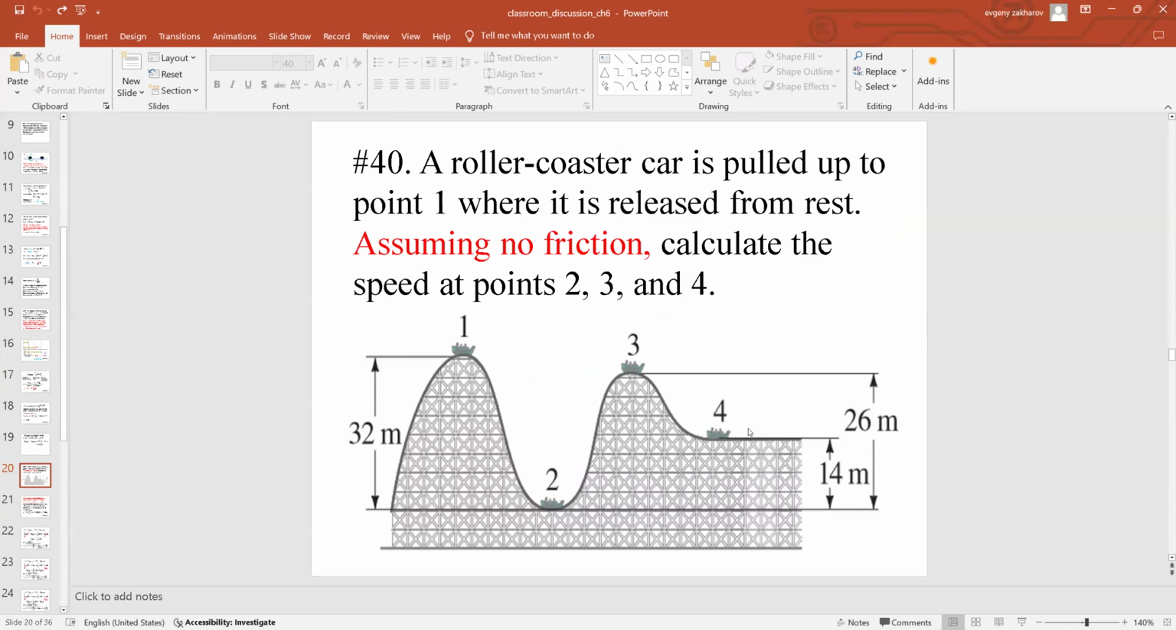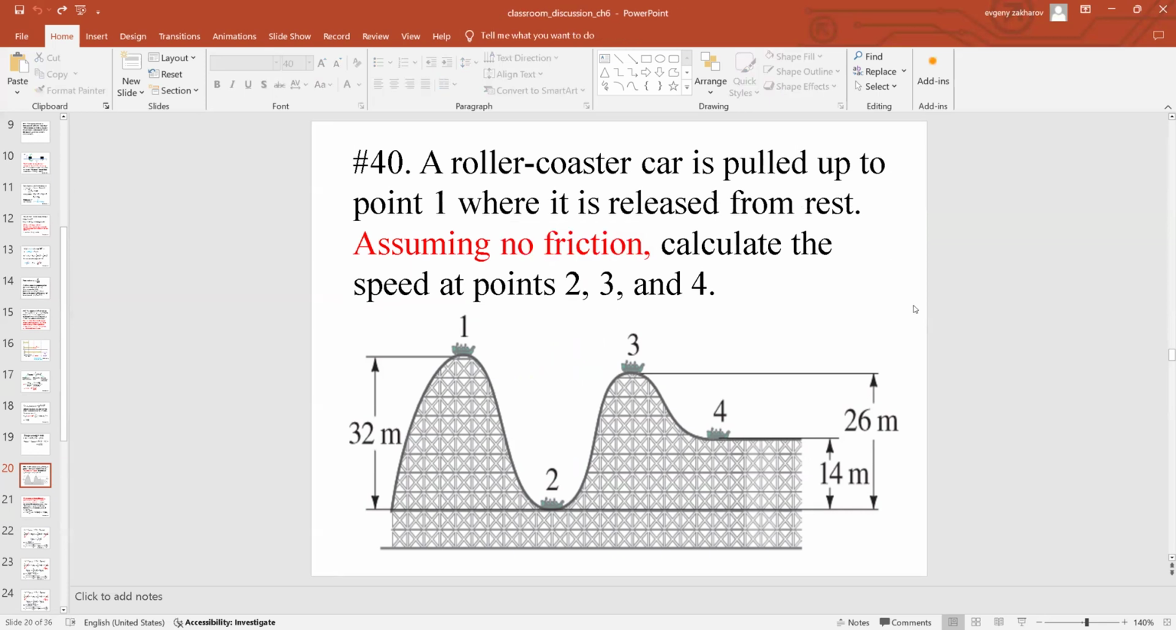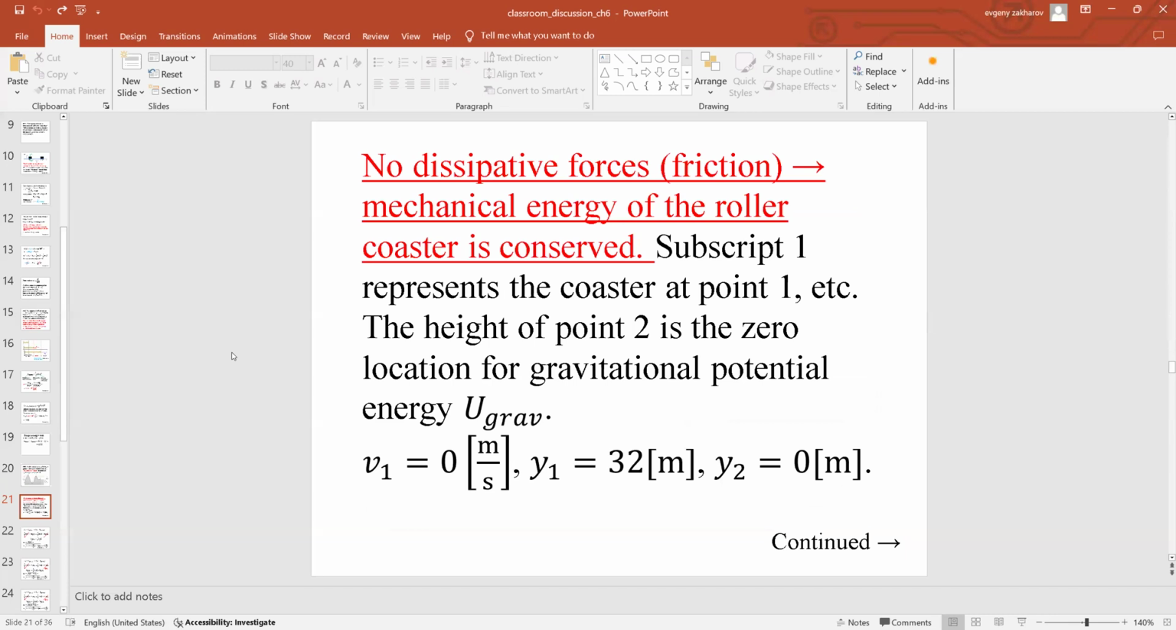Okay, here we have the roller coaster, and this time there is no friction. For no friction case, you say k plus u equals k plus u, and that's pretty much it. You don't need to say change in kinetic energy work done theorem because there's no friction. You got all the geometry given, all the heights, and you have to figure out the speed. The speed is a part of kinetic energy, so there's going to be a connection between kinetic energy and potential energy, and the sum total stays the same because of the conservation of mechanical energy.